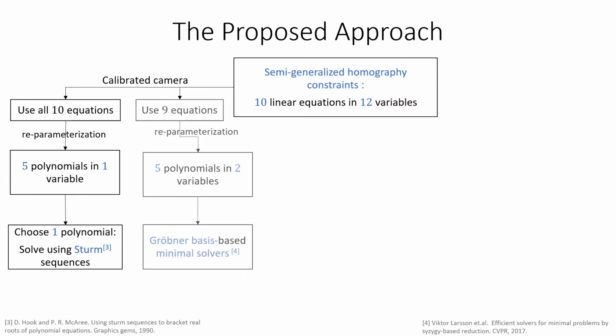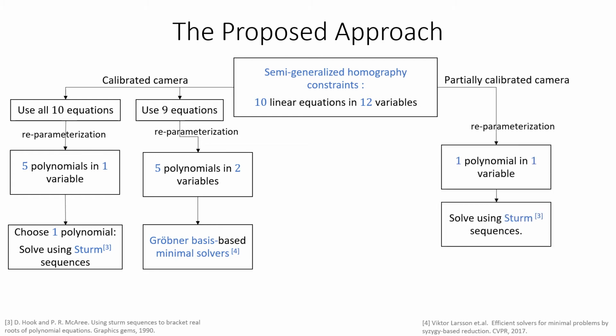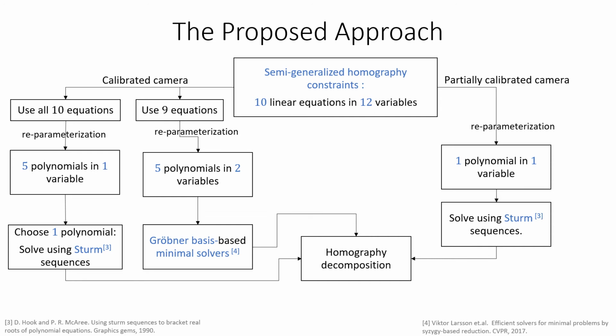The other possibility is to use only 9 equations leading to a system of polynomials in 2 variables from which we generate minimal solvers by using the Grobner basis-based automatic generator for minimal solvers. The formulation for a partially calibrated camera is well constrained, and hence we use all 10 constraints for a reparameterization to obtain just one univariate polynomial, which is then solved using Stern sequences. By evaluating these polynomials or the minimal solver, we estimate the semi-generalized homography matrix G, the camera calibration matrix K, and the plane vector M. Decomposing the homography matrix then gives us the relative pose as well as the scale.